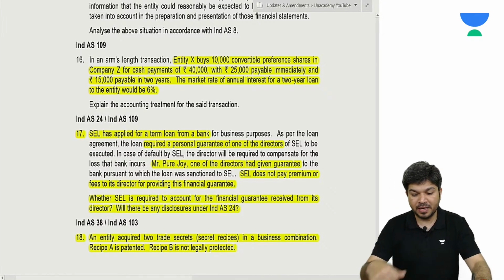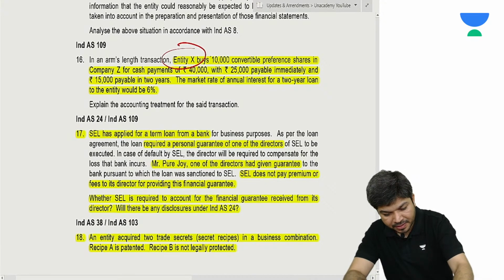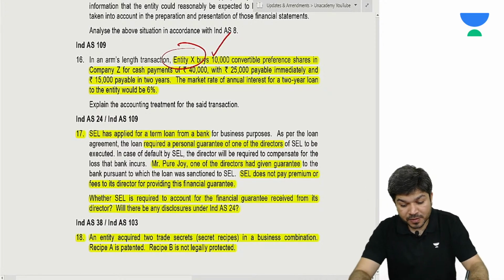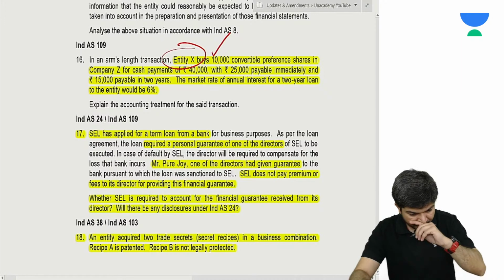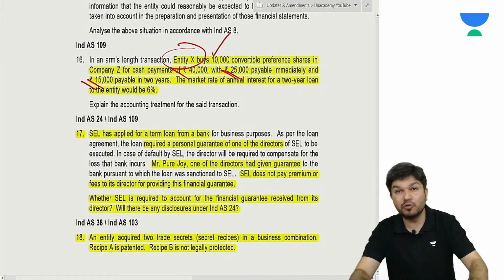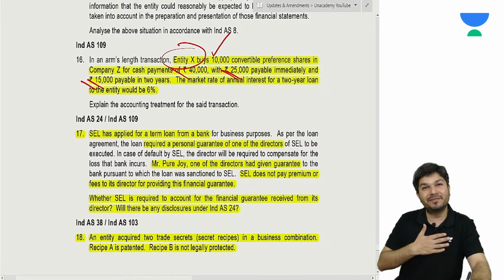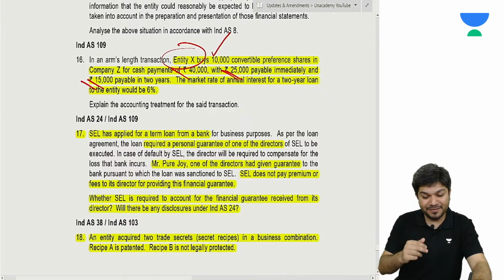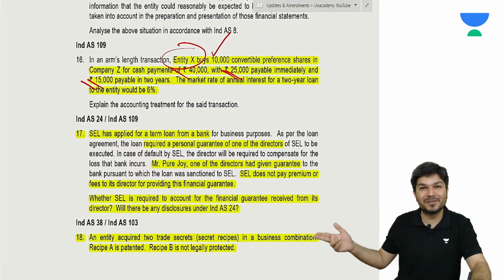Okay, 16. You buy 10,000 convertible preference shares for a cash payment of 40,000. 25 you pay now, the remaining 15 you have to pay after 2 years. So can I say I should take it at its present value?